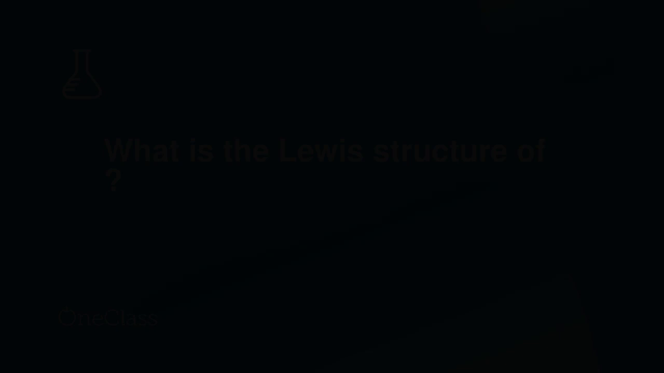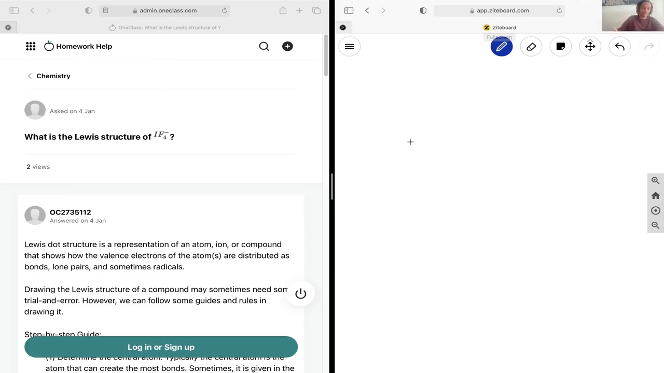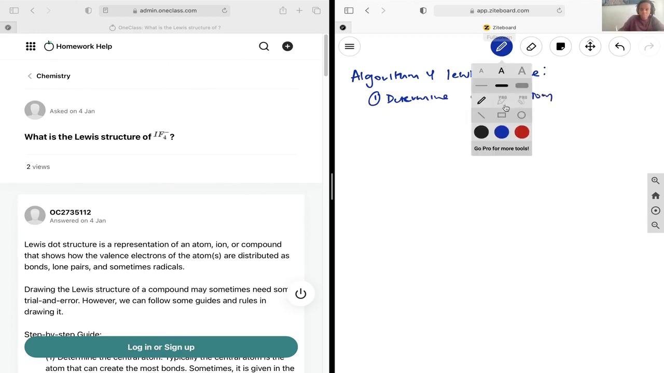Next up, we're looking for the Lewis structure of IF4. And so just a quick algorithm on how to find the Lewis structure. So first off, we want to determine our central atom. It will usually be the one that can make the most bonds.